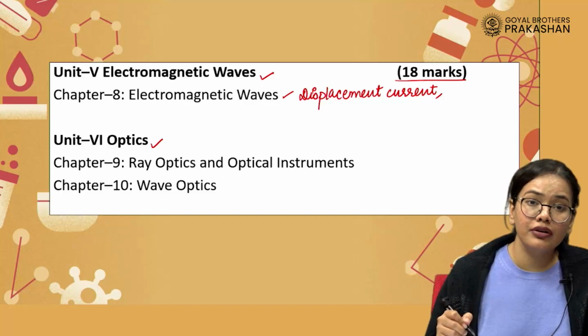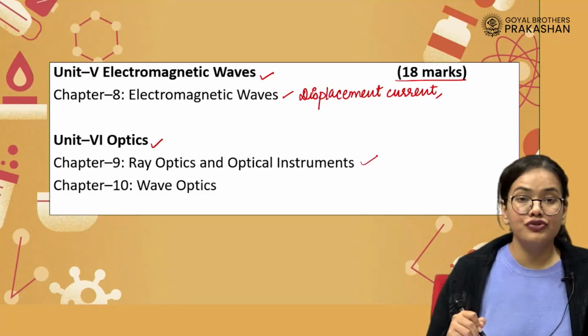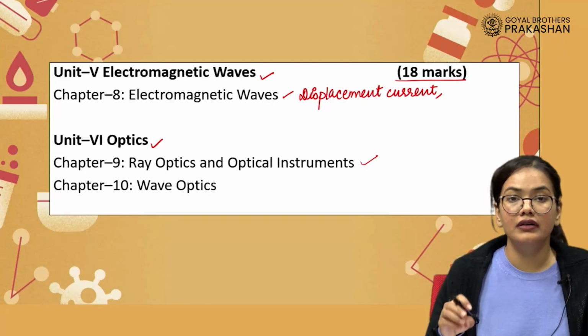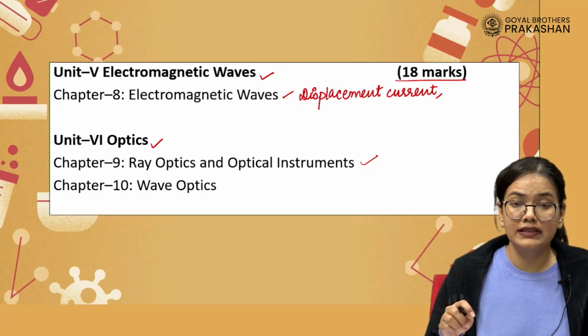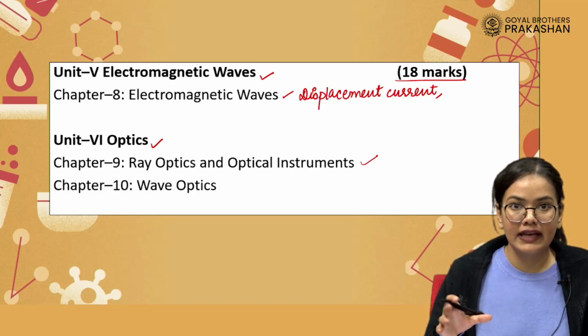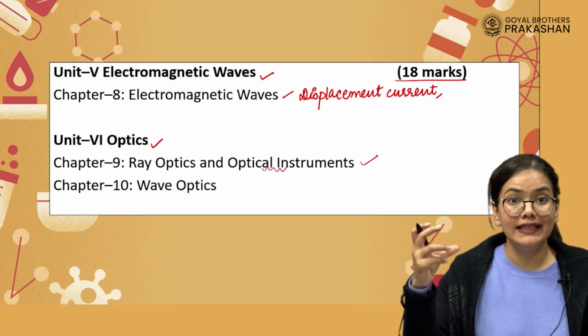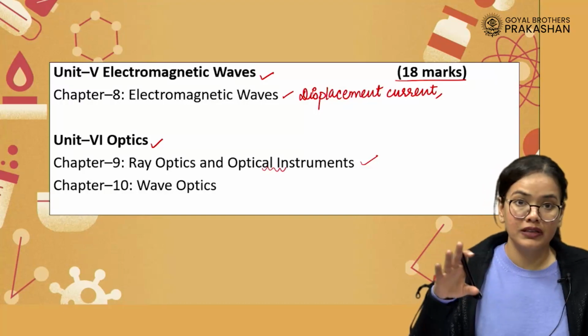Then comes the very important unit, optics. In ray optics and optical instruments, you should be clear with the ray diagrams for concave mirror, concave lens, and convex lens. Telescope is there, refraction is there, reflection is there. And in optical instruments, you have the telescope diagram, how a telescope is made, that should be clear to you.